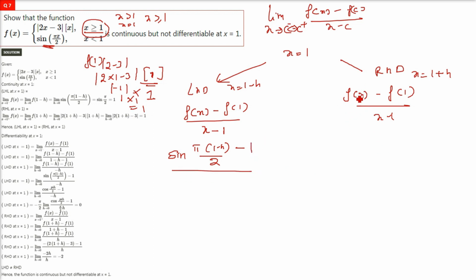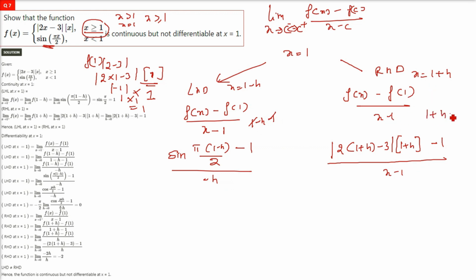Here also the same thing. f(x), because you are going for the right hand derivative, you are going to use this one. Modulus of 2, and in place of x, just write 1 plus h, and minus 3. And then you have this greatest integer function of (1 plus h) minus 1, by (x minus 1). Now you can very well see that x minus 1 is in the denominator. So you will get something that may cancel. But x is what? 1 minus h on the left hand side, 1 plus h on the right hand side. So the denominator of LHD will be negative h, and on the right hand side, the denominator of RHD will be h.